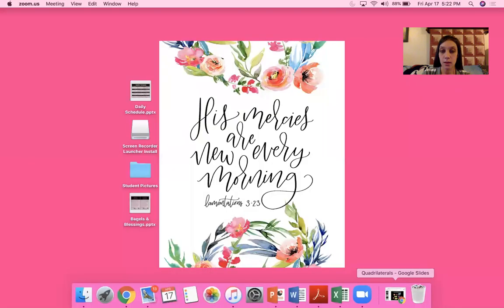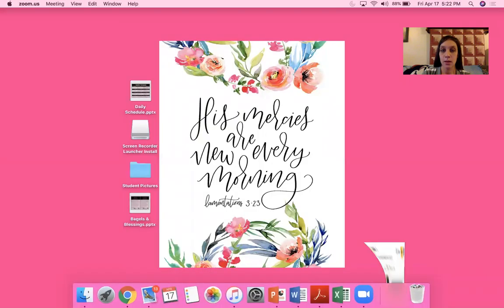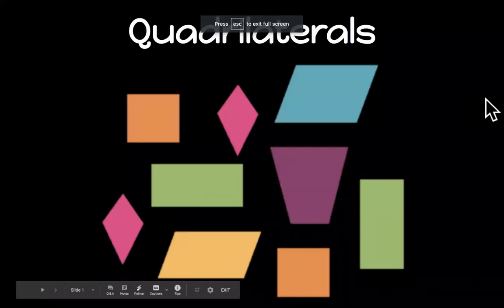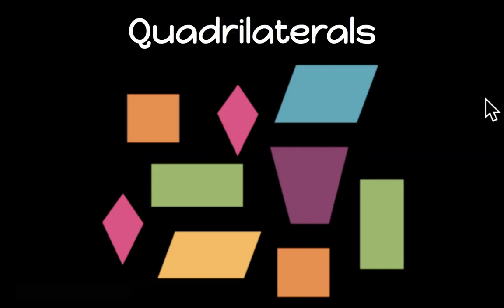Today we're going to start talking about quadrilaterals, which, as we learned from our polygon lesson, are four-sided shapes. So let me get our presentation up. All right, so here are some examples of some quadrilaterals that we will talk about today.